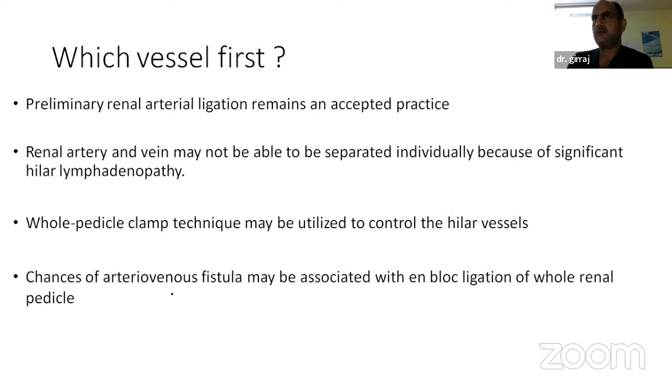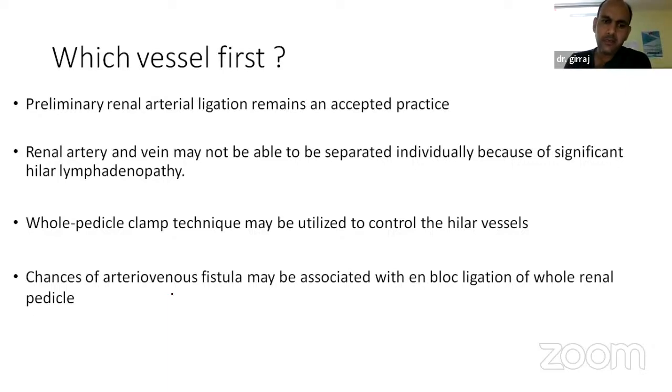Which vessel first? First ligate the renal vein, and after ligation of the renal vein, proceed to renal artery ligation. Sorry, which vessel first? Preliminary renal artery ligation remains an accepted practice. After ligation of the renal artery, the supply to the kidney and tumor is decreased, and it becomes feasible to assess the tumor thrombus in the renal vein.